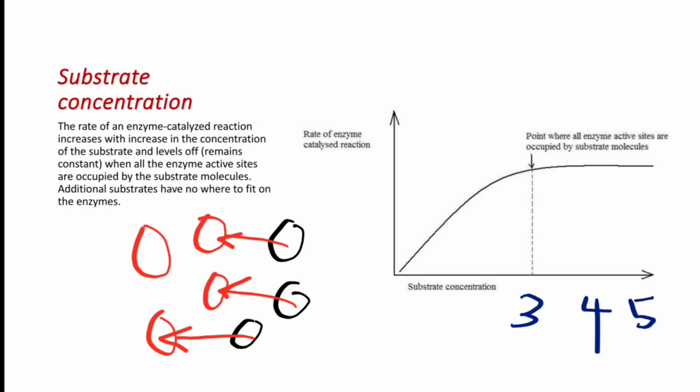Why? Because there are no free enzymes to act on these substrates which are being added on. So that's why they're saying additional substrates have nowhere to fit on the enzymes, because the enzymes are already occupied by the substrate molecules. So that's how substrate concentration affects the rate of an enzyme catalyzed reaction.